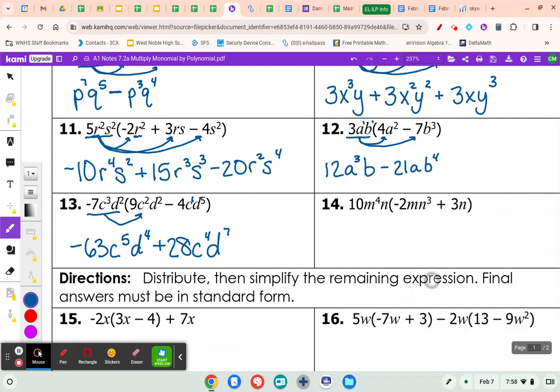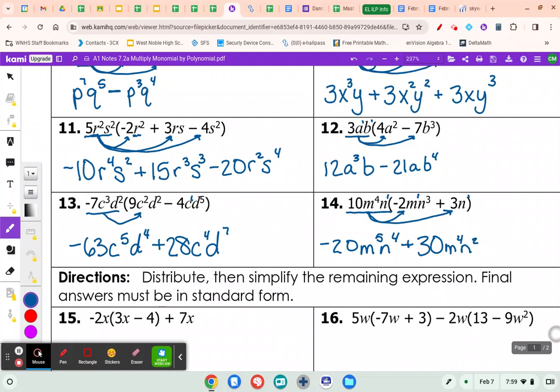Okay, hopefully that was enough time. Go ahead and distribute. Big numbers, you get negative 20. 10 times negative 2. Then you have m to the fifth, n to the fourth, because you add your exponents of like bases, plus 30, m to the fourth, n to the second. All right?